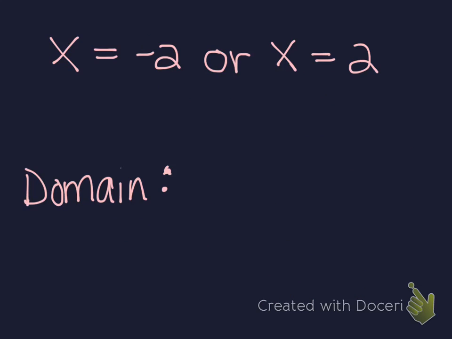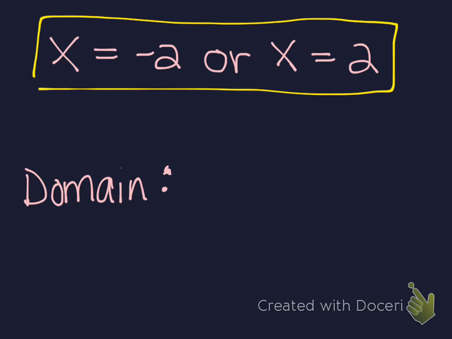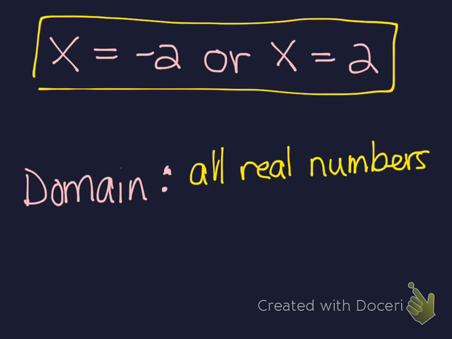Skipping ahead on that slide. So this is my result from solving the denominator. So the domain would now be all real numbers except 2 or negative 2.